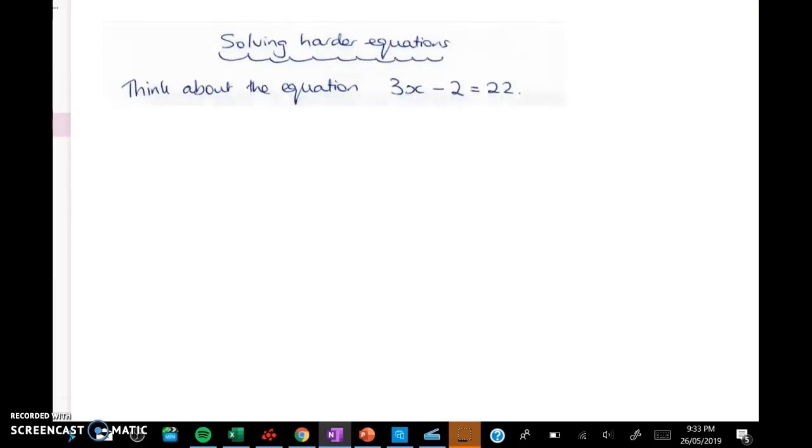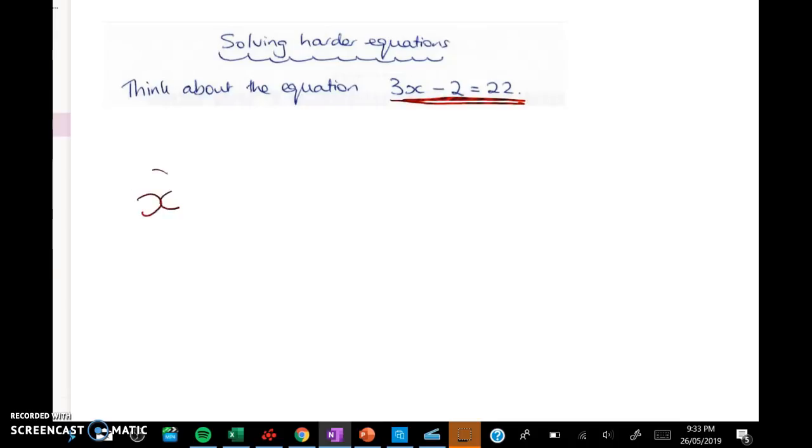Right, so now I want to look at how to solve some harder problems, which we call two-step equations. And this is where we do start to use some algebra. So if we think about this equation here, 3x take away 2 is equal to 22. We're going to draw a bubble diagram for this one as well.